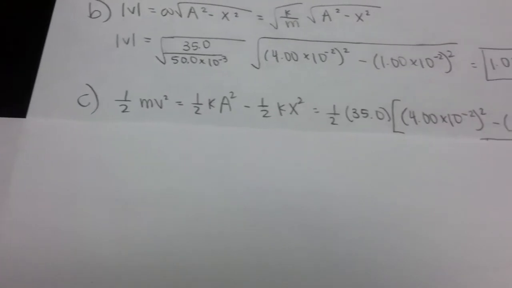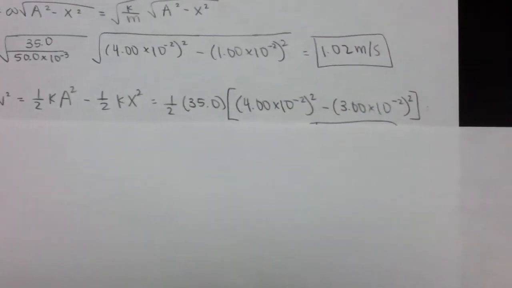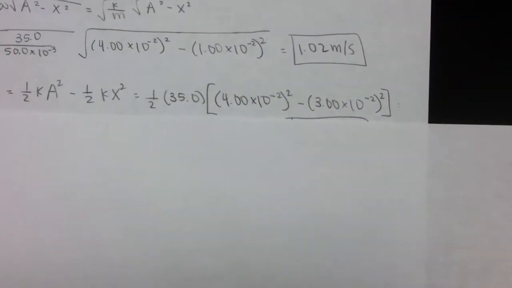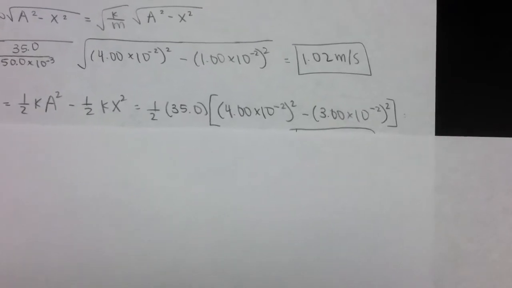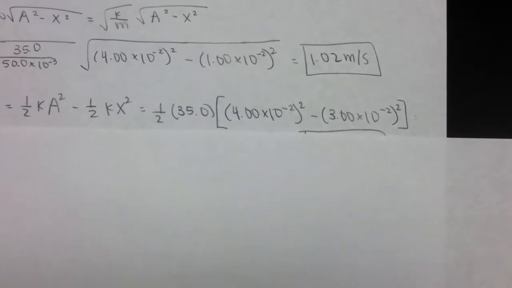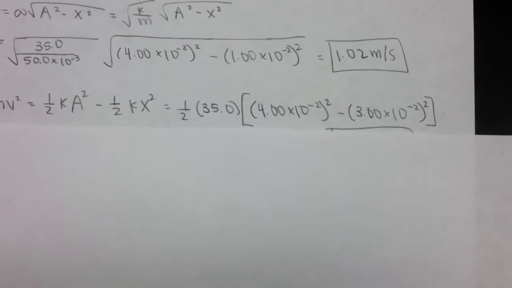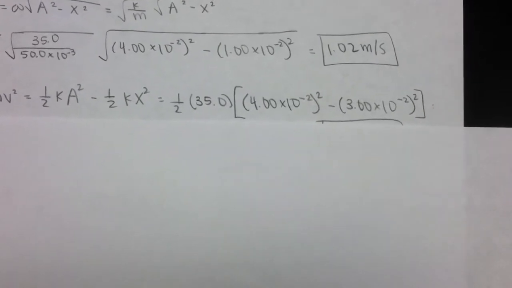And finally, the potential energy is 1/2 kx squared, which equals E minus 1/2 mv squared. Now we have all these numbers, we're going to plug them in, and if we plug them in right, we'll get 15.8 millijoules.